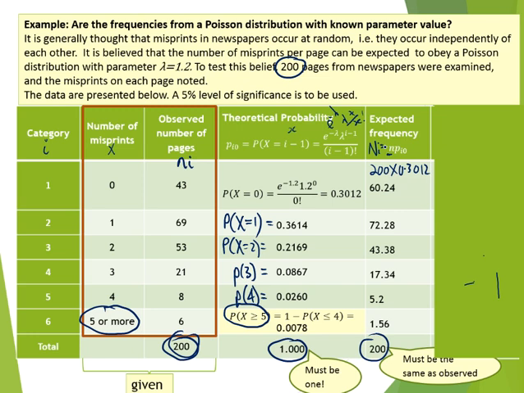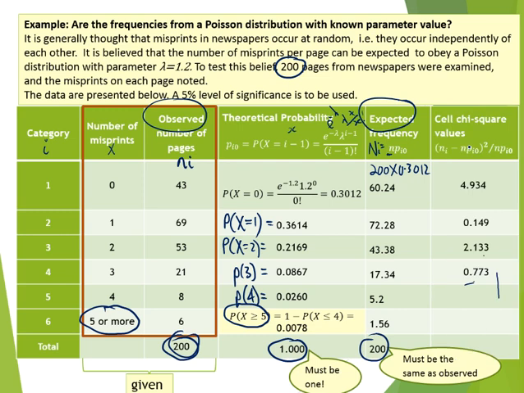Now, your next step is to compare your observed to your expected frequencies. Square those values and divide by the expected frequency. So there you have it. In this case, it is 43 minus 60.24, squared, divided by 60.24. And that will give you 4.934. What you have to remember, you have to do that for every category, but there's the but.